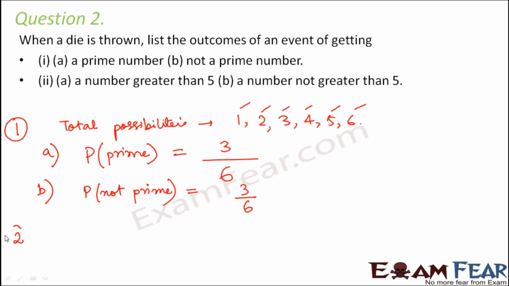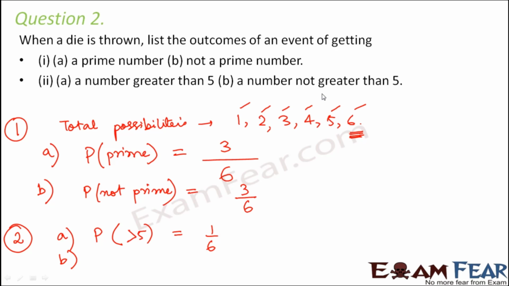A number greater than 5. Now again here, how many numbers are greater than 5? Out of the total possibilities, how many numbers are greater than 5? Only one number, that is only 6 is greater than 5. So the probability of getting a number greater than 5 is equal to 1 by 6 because we just have one number which is greater than 5.